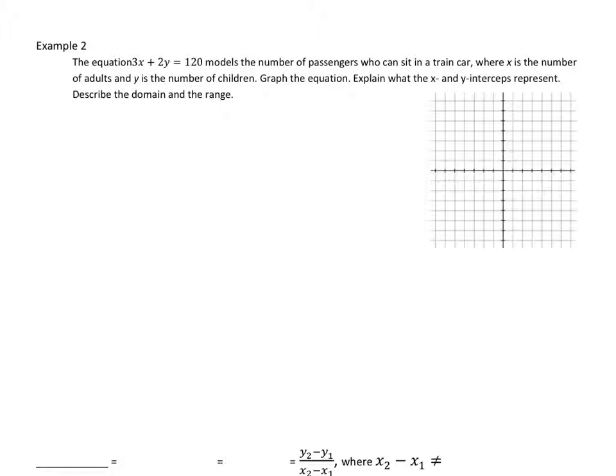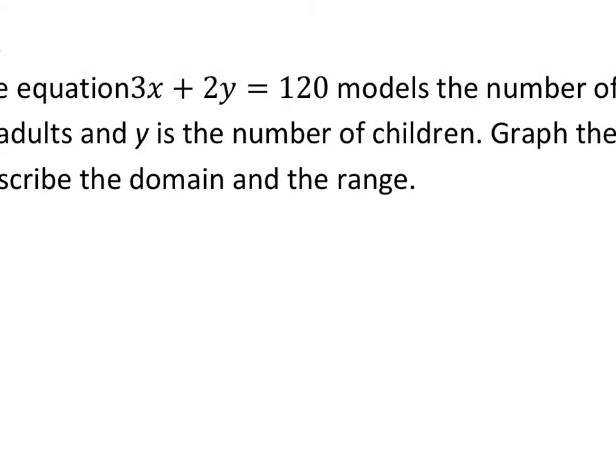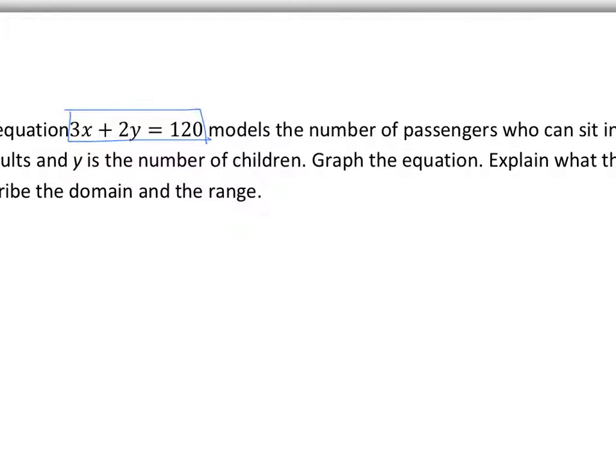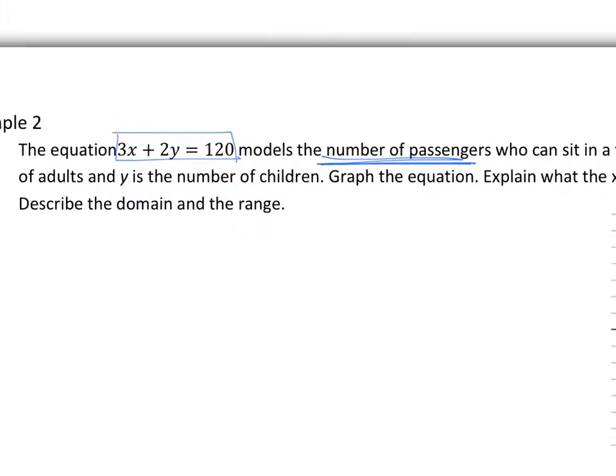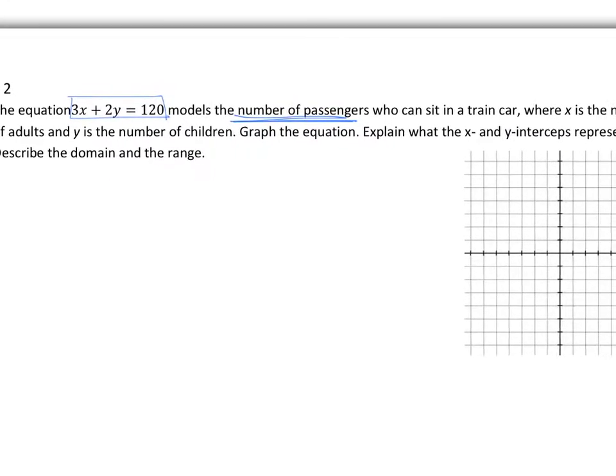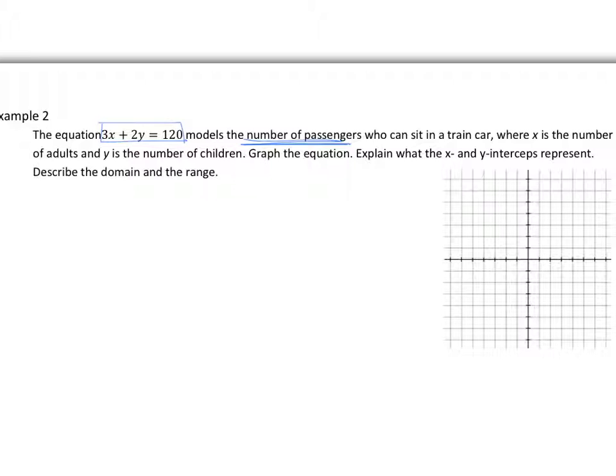Alright. Word problem. I put this on there just because of how much I know you love word problems. The equation models the number of passengers who can sit on a train, where x is the number of adults and y is the number of children.